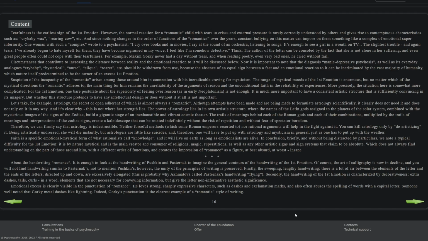The power of astrology lies in its own artistic structure, where the names of the Latin gods assigned to the planets of the solar system, combined with the mysterious images of the signs of the zodiac, build a gigantic stage of an inexhaustible and vibrant cosmic theater. The trails of meaning behind each of the Roman gods and each of their combinations, multiplied by the trails of the meanings and interpretations of the zodiac signs, create a kaleidoscope that can be rotated indefinitely without the risk of repetition and without fear of spectator boredom.